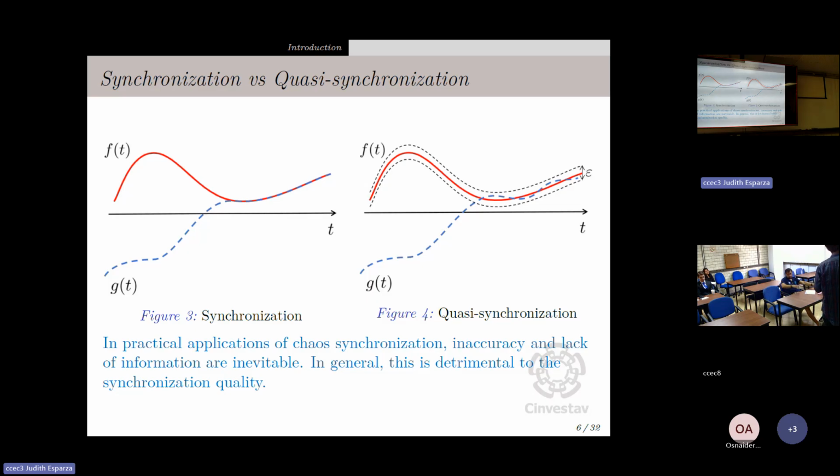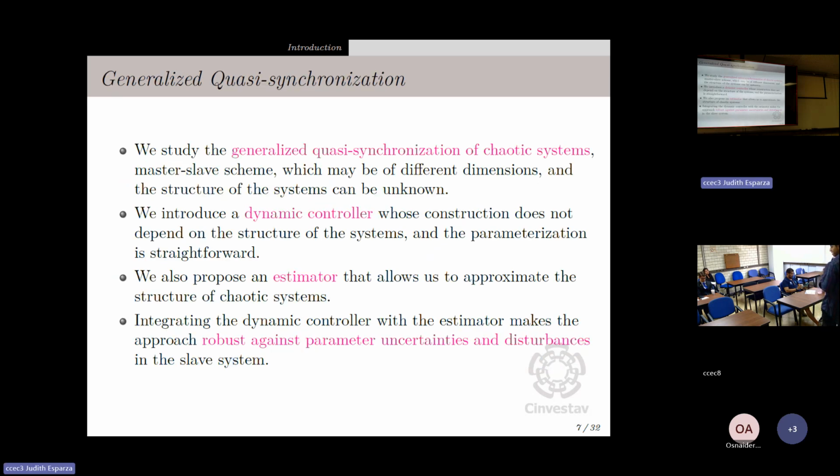In this talk, we try to synchronize systems in a way that avoids these problems from the lack of information. So we studied the generalized quasi-synchronization of chaotic systems under a master and slave configuration. The systems may have different dimensions, and the structure of the systems may be unknown. The parameters and the disturbance we can handle with this proposal.